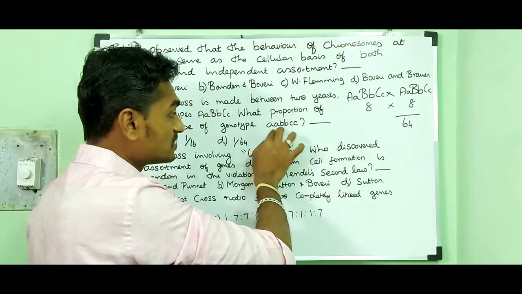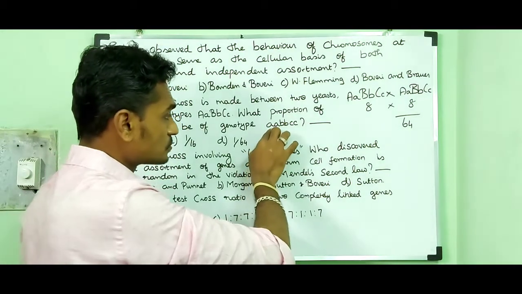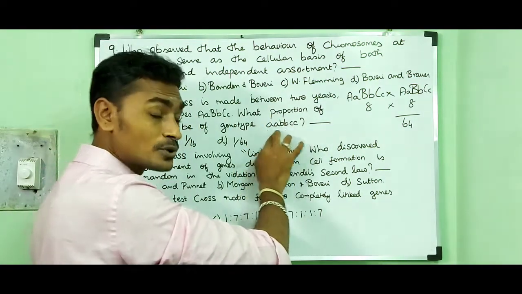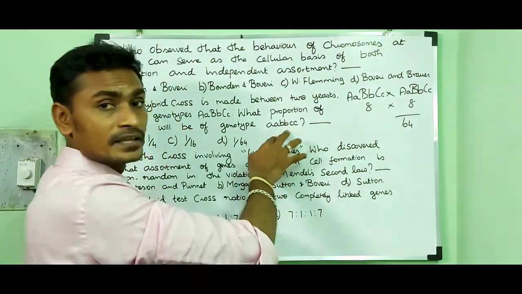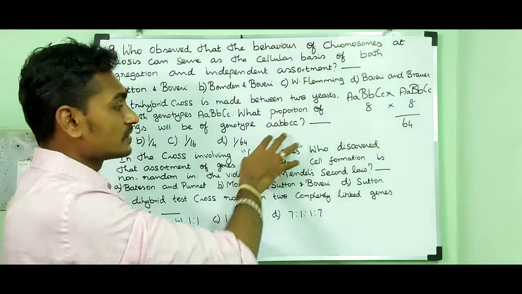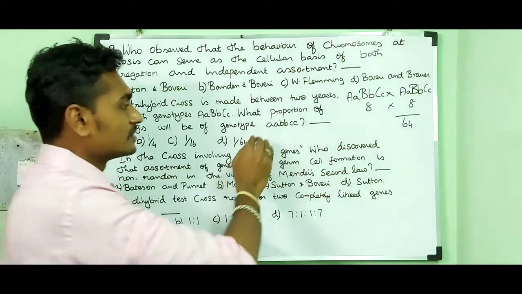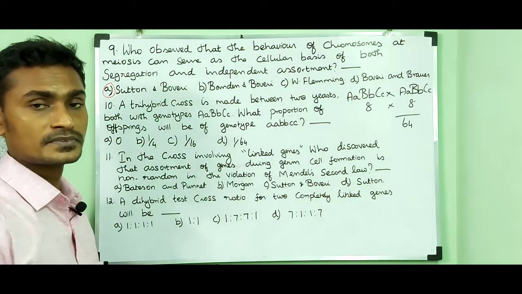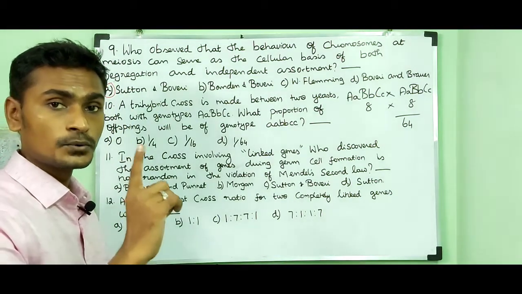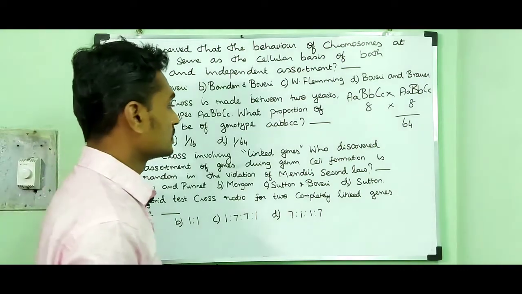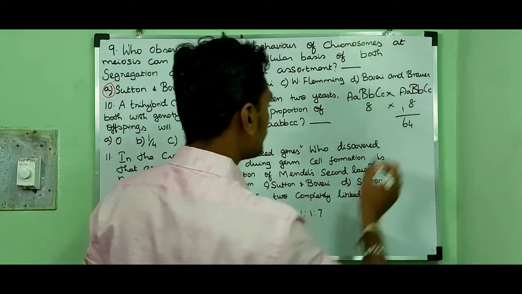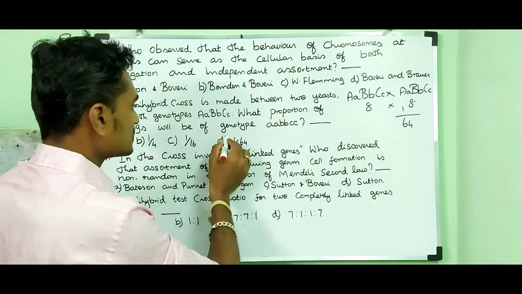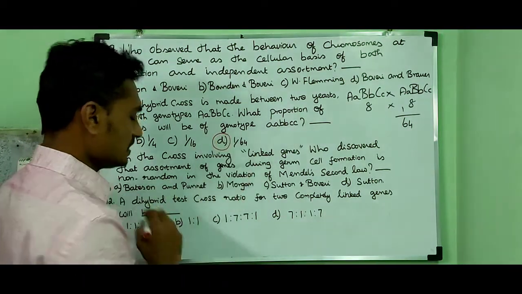What is the probability of offspring with genotype small a small a, small b small b, small c small c? It is a homozygous recessive individual. You can obtain an offspring with this genotype in only 1 out of 64 cases. So the option is D, 1 by 64.